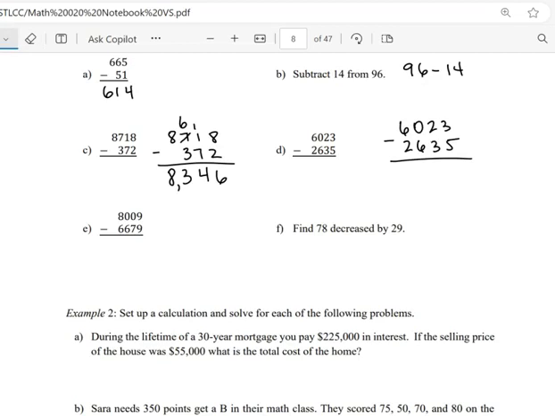Okay, so starting from the right, 3 minus 5, I can't do that. So I'm going to go ahead and borrow a digit from the 2, leaving it a 1 in the place of 2, and making my 3 a 13. So now I'm looking at 13 minus 5. That would get me an 8.